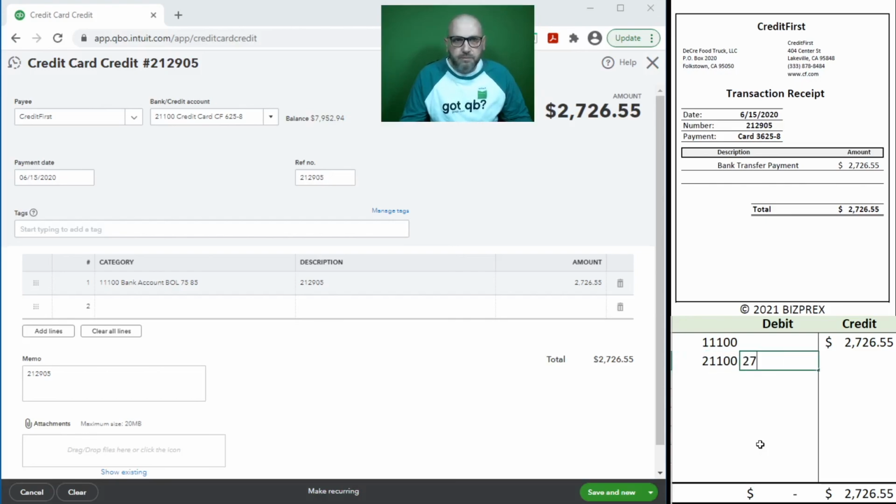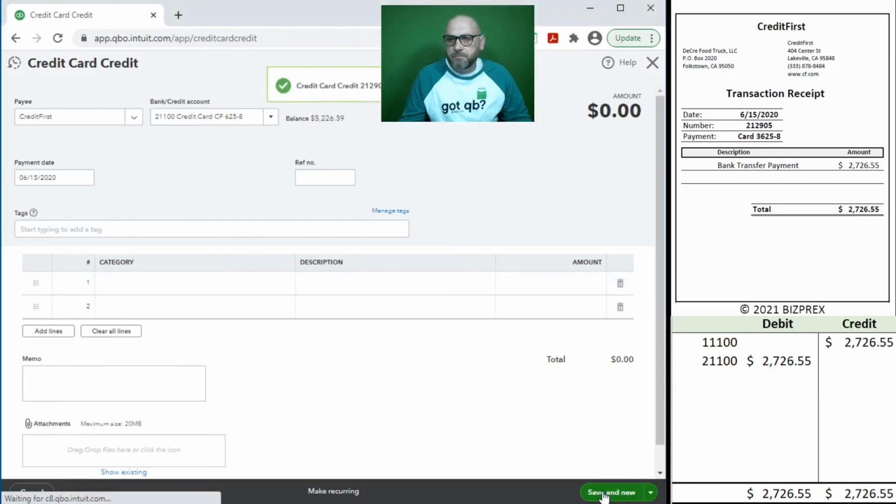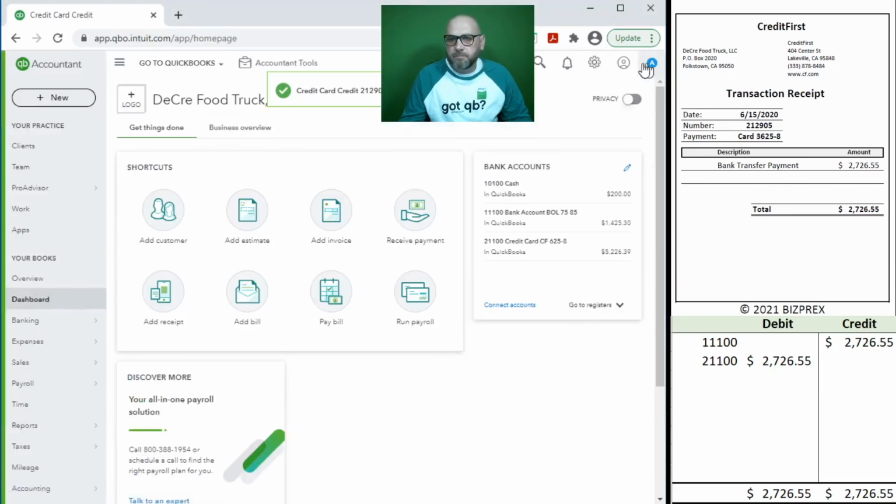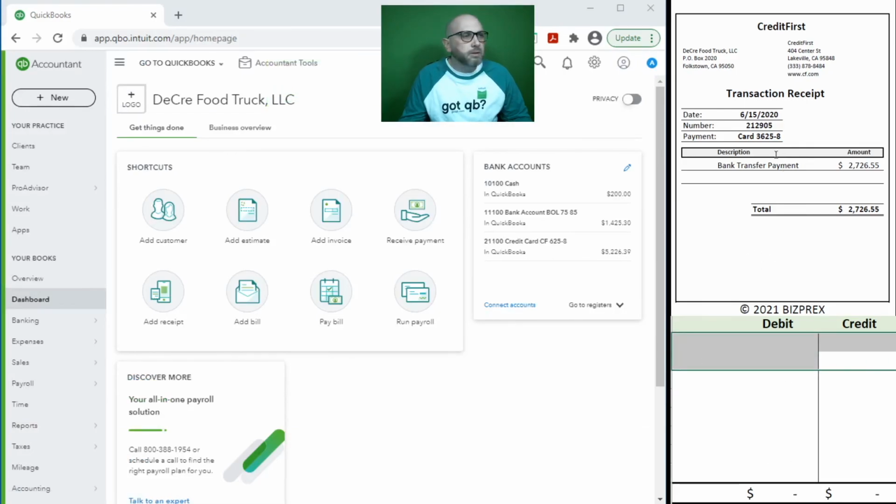So here it is. All right, so debits and credits are in balance. This amount right here, right? It is a credit to account 11,100, and it is a debit to account 21,100. All right, and we're done booking receipts and credit card transactions for June.